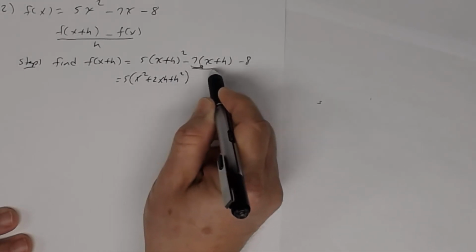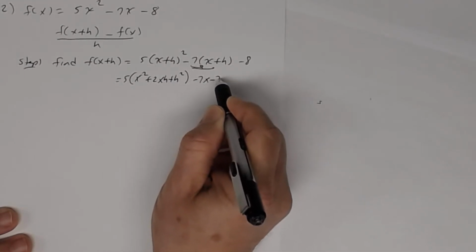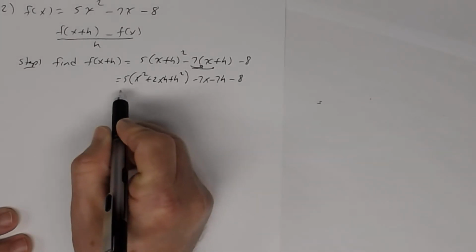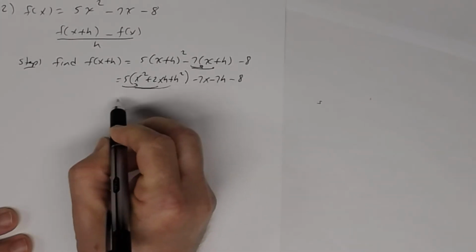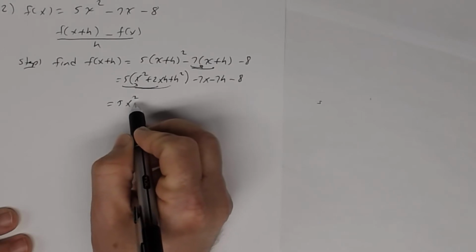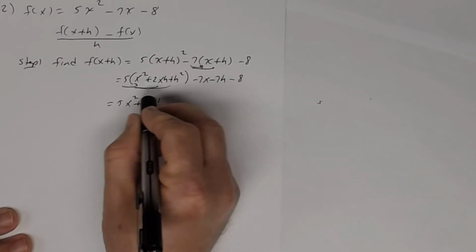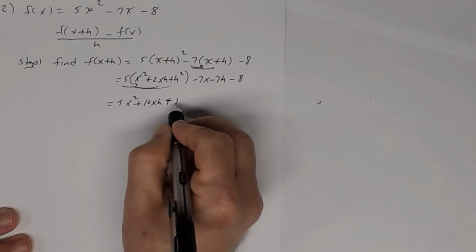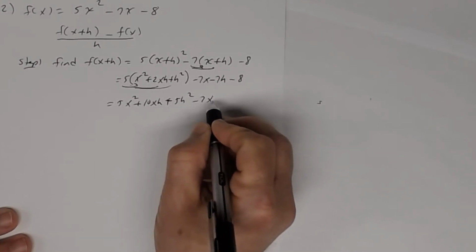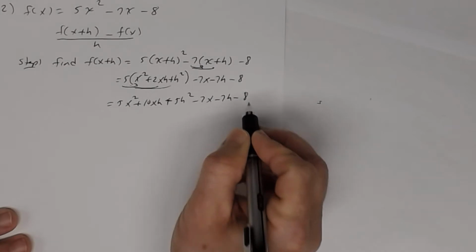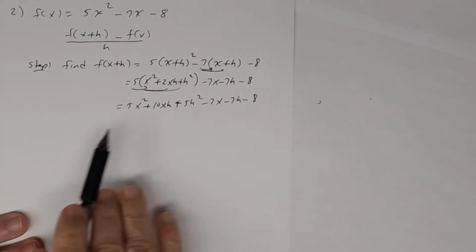And then let's go ahead and distribute here. So I get minus 7x minus 7h minus 8. Now let's go ahead and distribute the 5. I get 5x squared plus 5 times 2xh is 10xh. 5 times h squared is plus 5h squared, minus 7x minus 7h minus 8. All right, so that is step 1.